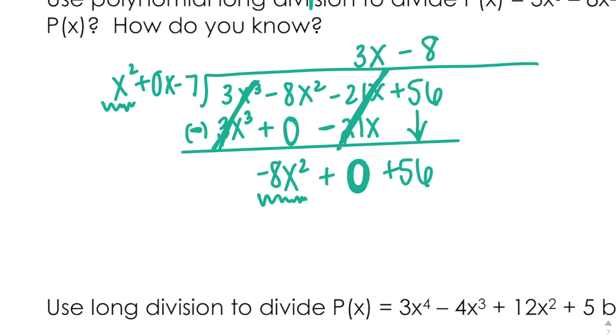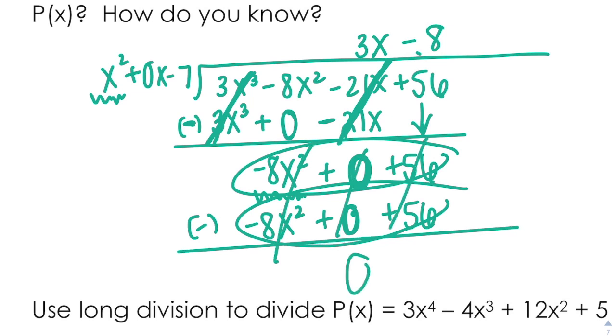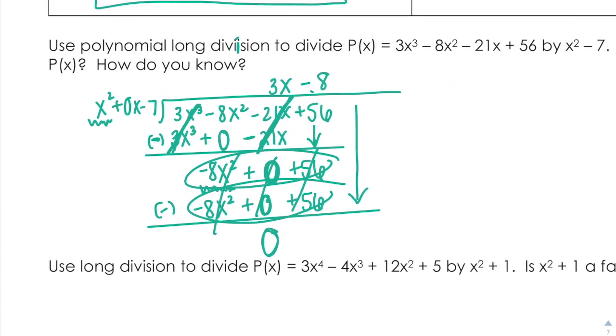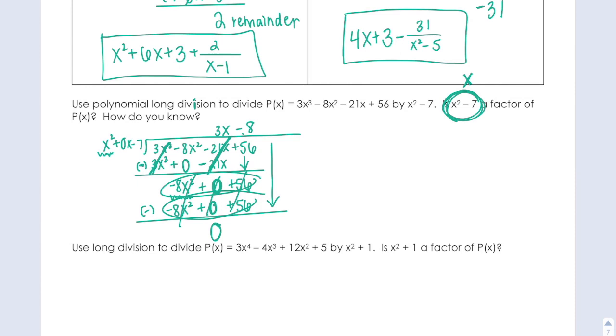So negative 8 times x squared plus 0x minus 7. Negative 8 times x squared is negative 8x squared. There's a 0 because of the placeholder. And negative 8 times negative 7 is 56. So notice it's matching up here. So when you go to subtract, matches up. Everything cancels out. There's nothing else to bring down, which means there is no remainder. It goes in 3x minus 8 times.